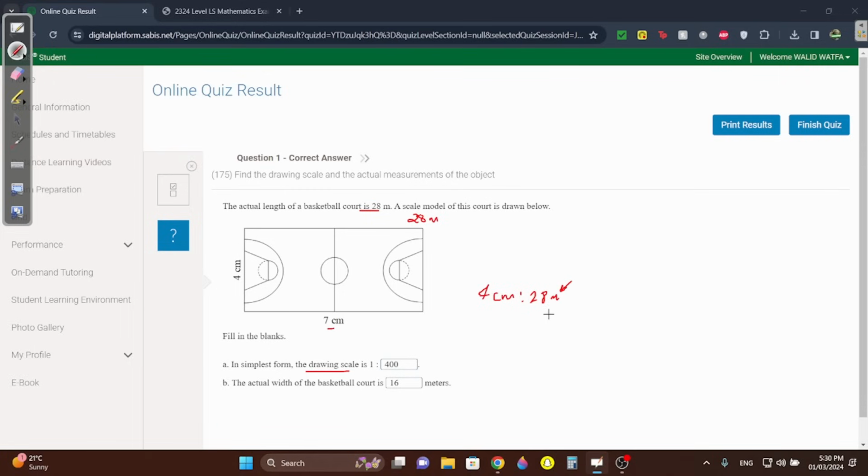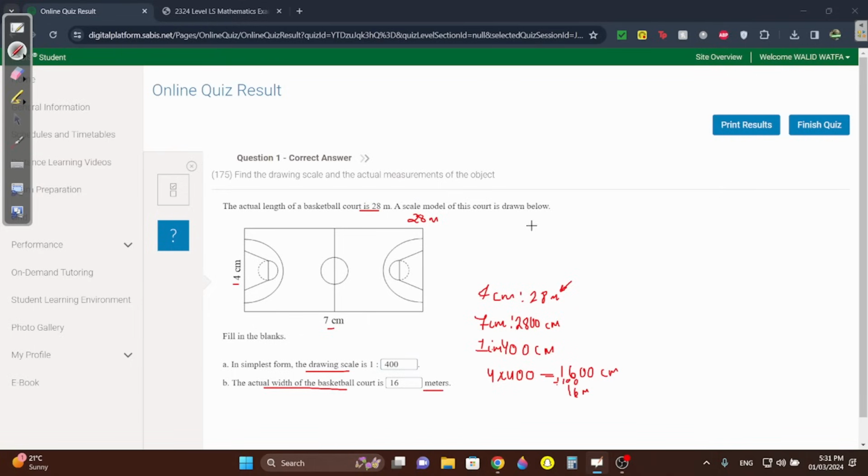You have to change it to cm. So it'll be 7 cm to 2800 cm. You divide by 7 on both sides. It's actually 1 to 400. What's the actual width? You have 4 centimeters. Since the scale is 1 to 400, it'll be 4 times 400 equals 1600. This is centimeters, but they want it in meters, so it will be 16 meters because you divide by 100.